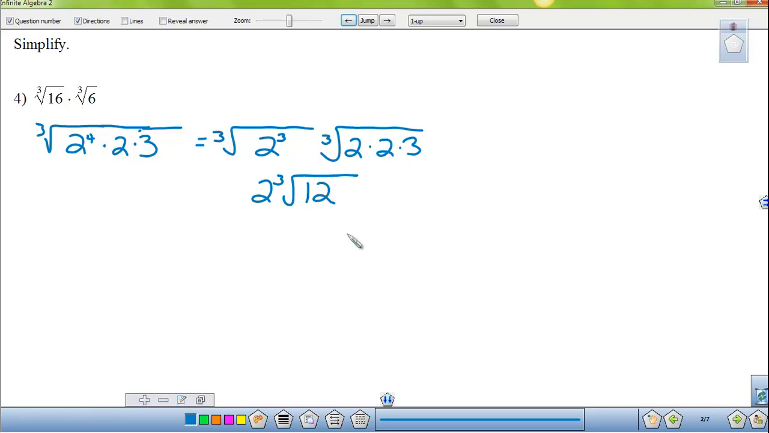So my simplified and final answer will be 2 times the cube root of 12. All right, so let's take a look at another example.